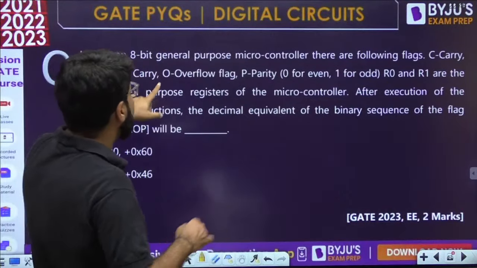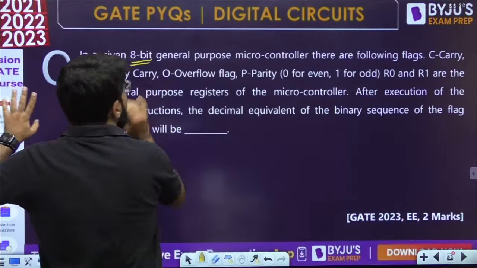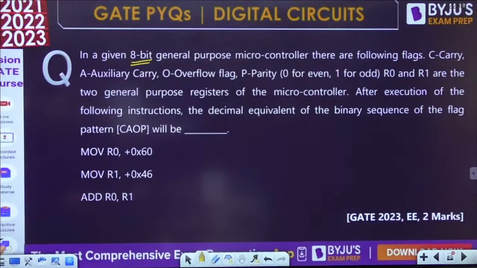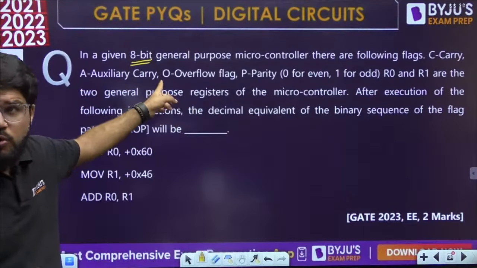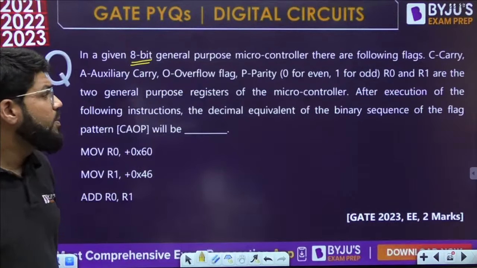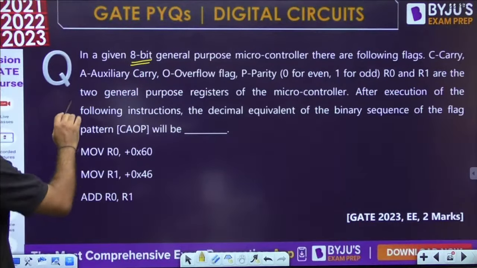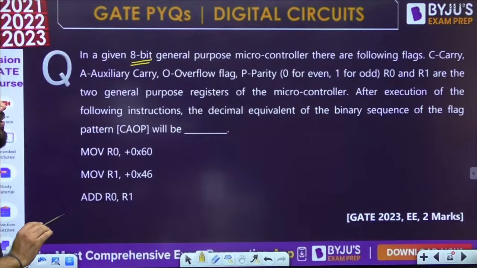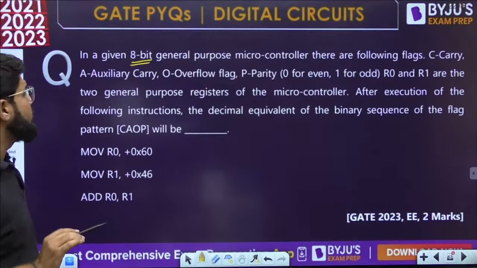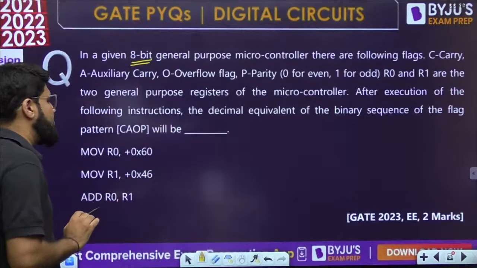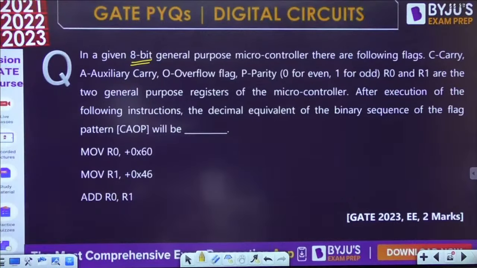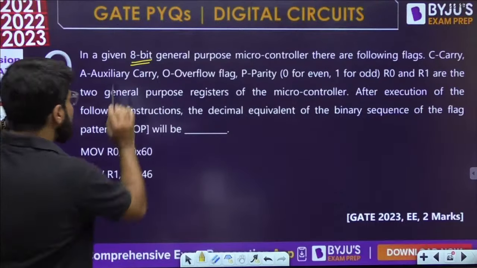Given an 8-bit general purpose microcontroller, there are the following flags: C for carry, A for auxiliary carry, overflow, which you study in number systems only, and P for parity. R0 and R1 are the two general purpose registers of the microcontroller. After the execution of the following instructions, the decimal equivalent of the binary sequence of the flag pattern CAOP will be... Pay attention, it is an 8-bit.